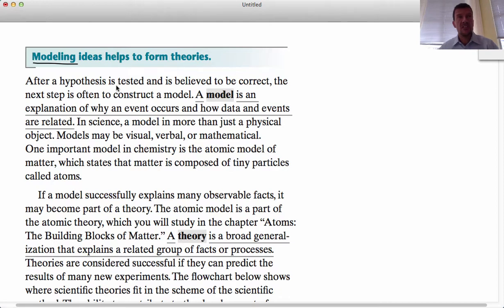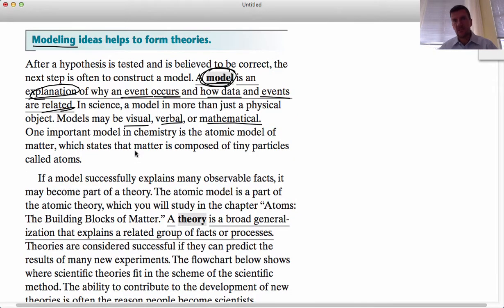Because in chemistry you can't necessarily see what is happening at the atomic level or the molecular level, we like to have models to represent what is taking place. Anytime we have a diagram or a structure or even information sometimes, a data table, that's a model that we can use to formulate some type of conclusion and back up maybe some theories that we have. A model is simply an explanation of why certain events occur and how the data and events are related. So we're trying to have something to represent what we can't see. They may be visual, verbal, mathematical, so anything that helps us understand what's taking place.